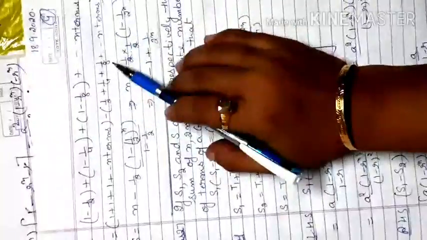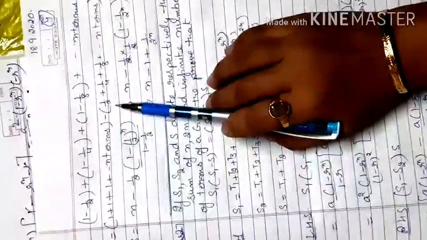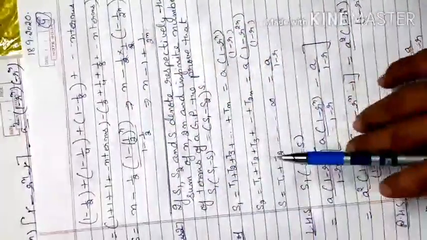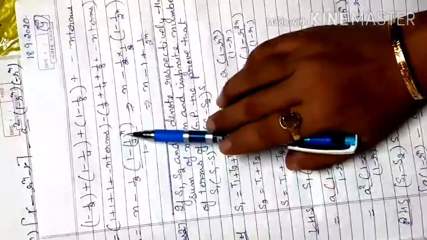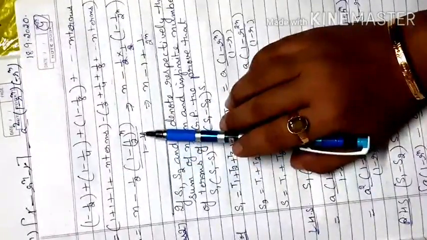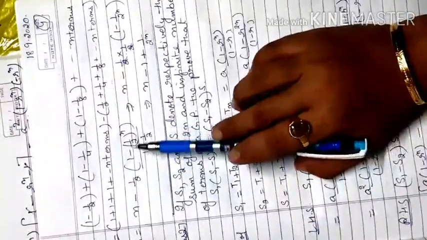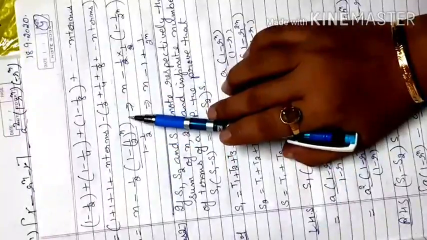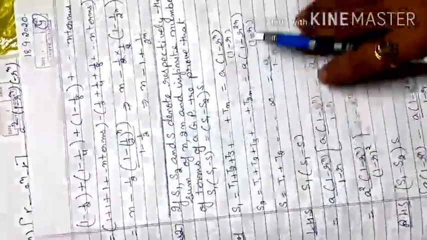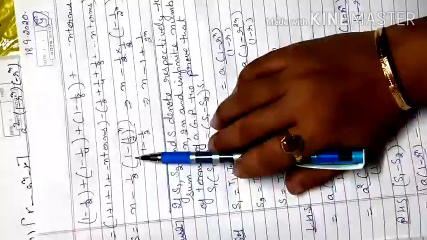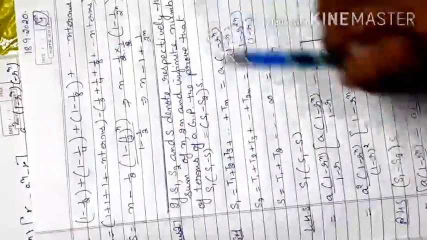Now this is your GP series. Your A term is 1 by 2, R term is 1 by 2. So 1 minus 1 by 2 raised to power n, over 1 minus 1 by 2. So why do we use the 1 minus R^n formula? Because the ratio is 1 by 2, that is less than 1. So we apply this formula, A into 1 minus R^n upon 1 minus R.